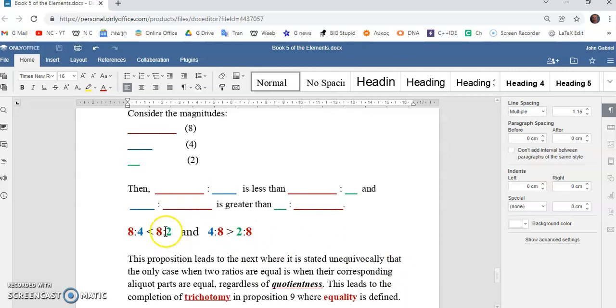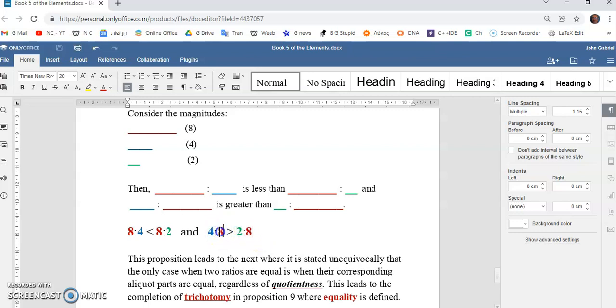Now proposition 8 tells us that if we have magnitudes, as we see here, this red to this blue is going to be less than the same red to this shorter green, right? And likewise, this blue to this red is going to be greater than this green to this red. And if you look at it using numbers, it makes sense, because the measure of 8 to 4 is 2, and the measure of 8 to 2 is 4, and 2 is less than 4, right? And half is greater than a quarter, isn't it? Half is greater than a quarter.